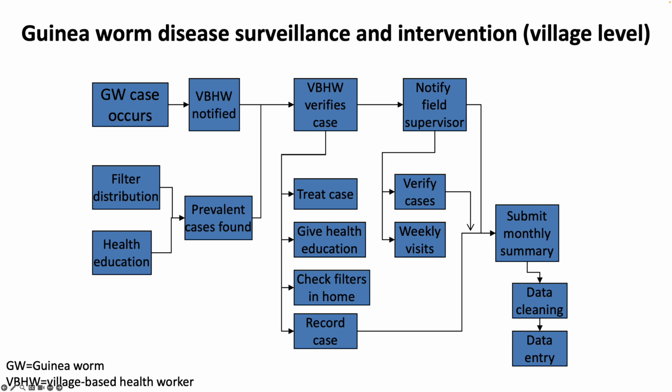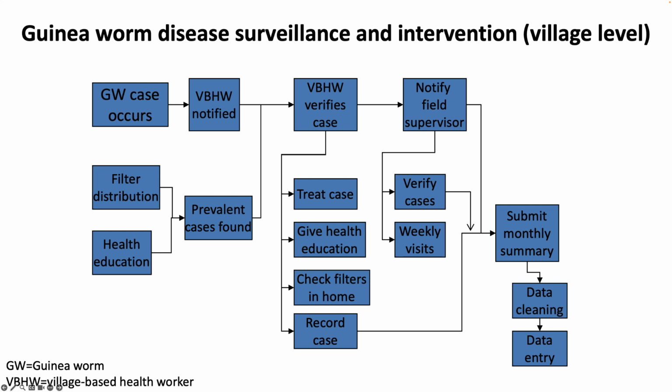The other pathway into this flowchart, when there are not case notifications occurring, is that the village-based health worker is proactively going to households within each village to distribute filters and deliver health education about guinea worm. So even if no one's saying that there are cases happening, that's often a time when village-based health workers will nonetheless come across people that have guinea worm. While they're talking, or doing health education, someone may say, hey, I had that, or I know someone who's had that. And when that happens, it is treated as a case notification, and the same process I described earlier then happens. The village-based health worker verifies the case and so forth.